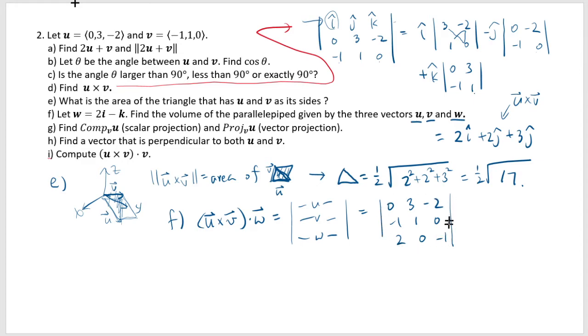So this is what you have to compute if you wanted to find the volume of the parallelepiped using the triple scalar product. But we can just do this directly because for us we actually have U cross V, which is 2, 2, 3. And you just have to do the dot product with W, which is 2, 0, -1. And the result is component-wise multiplication. And then you add them, so it's just +1. Okay? So that's the answer to F.